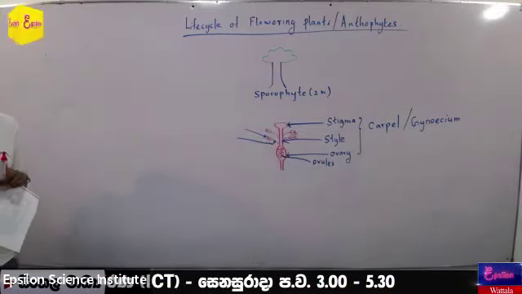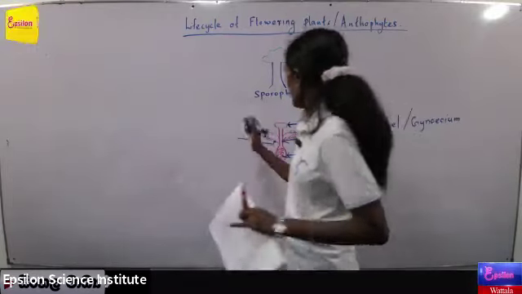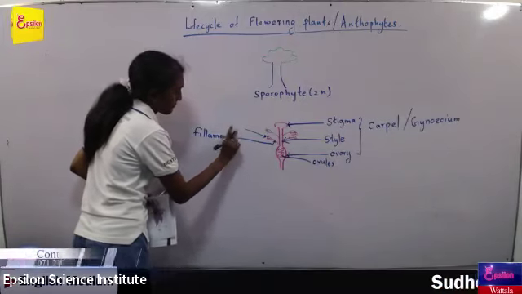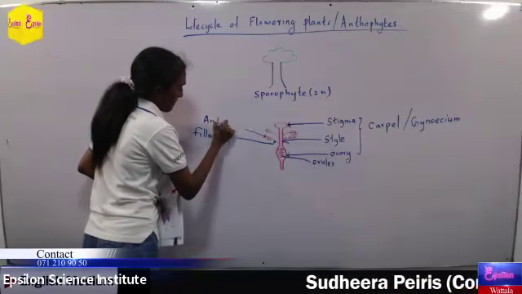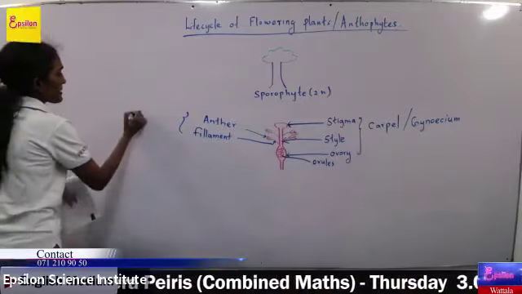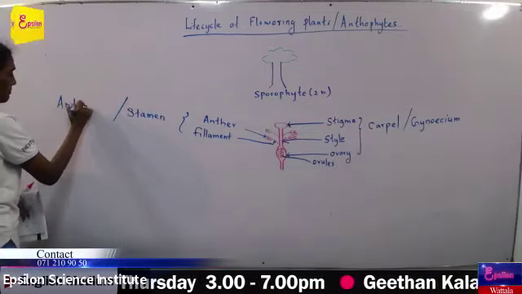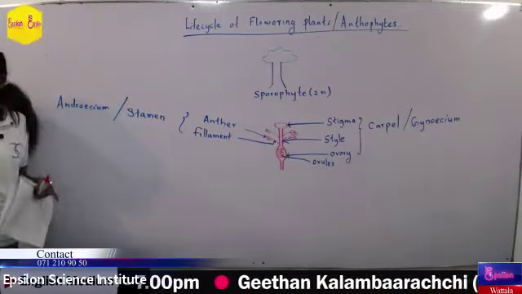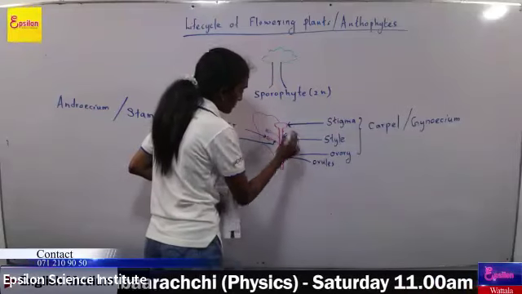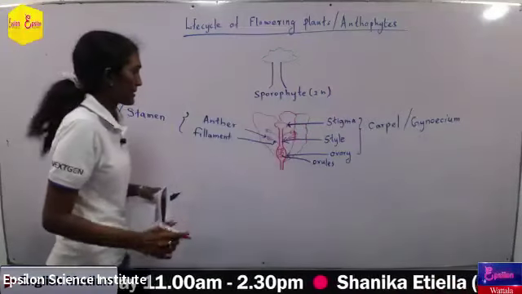What are these structures? Altogether, this is the androecium, the male part of the plant. So this is the filament. Then what is the other one? This is also called the stamen. Androecium. Okay. Then the rest of the structures, what are these? These are petals.